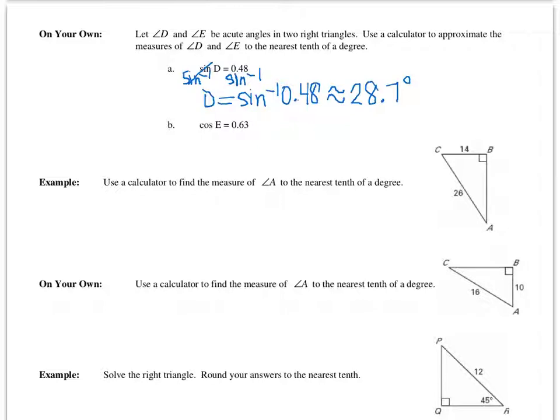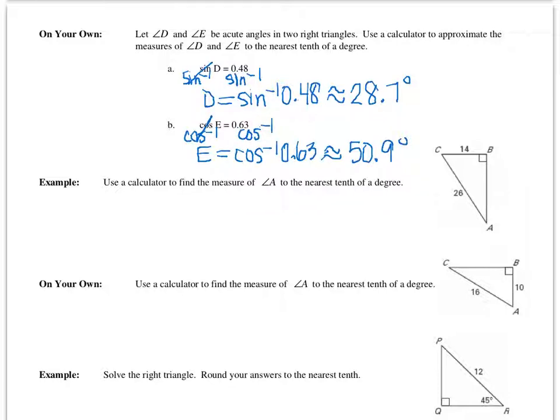For part B, again, I want to get my angle E alone, so I'm going to use the inverse cosine on both sides. We'll make that cosine go away and leave me with just an E. So E equals the inverse cosine of 63/100. Again, I'm trying to find an angle measure. That's why I'm using the inverse cosine. If you put that in your calculator, you'll find that it's approximately 50 9/10 degrees.